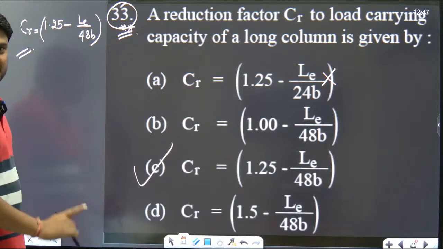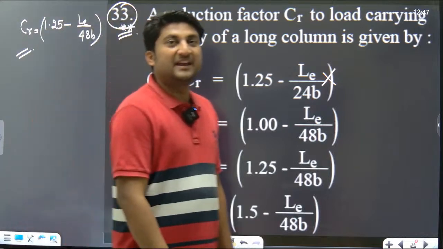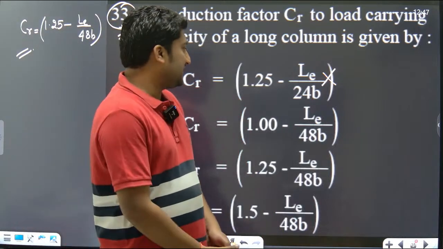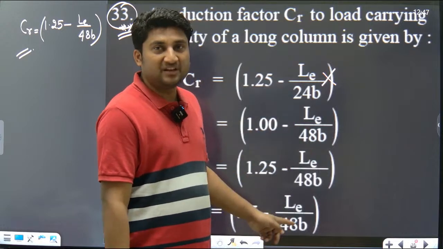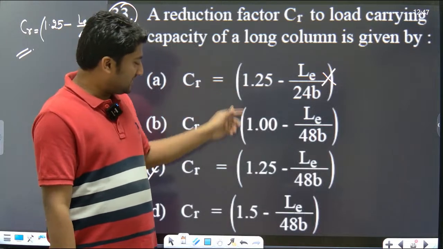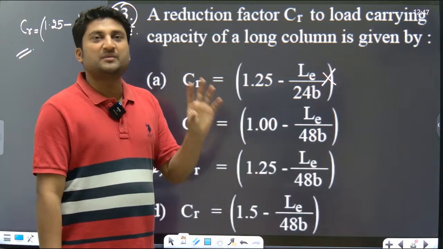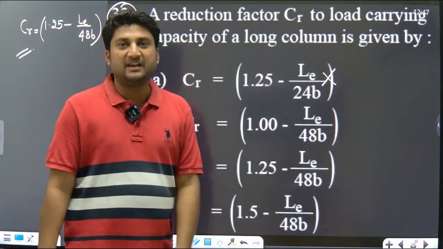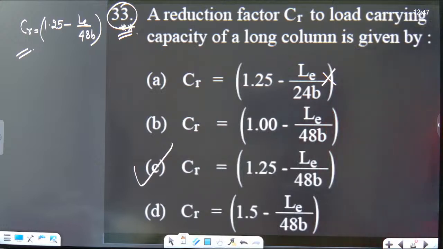Every time this does not hold good, but here, just by observation, if you want to take the hit and try, you can see the options are framed in such a way that LE upon 48B is in the maximum number of options. On the left hand side you can see 1.25 is in maximum options. So most probably your option will be 1.25 minus LE upon 48B. It is just a random guess to tick the options. Understood? Shall I move ahead?